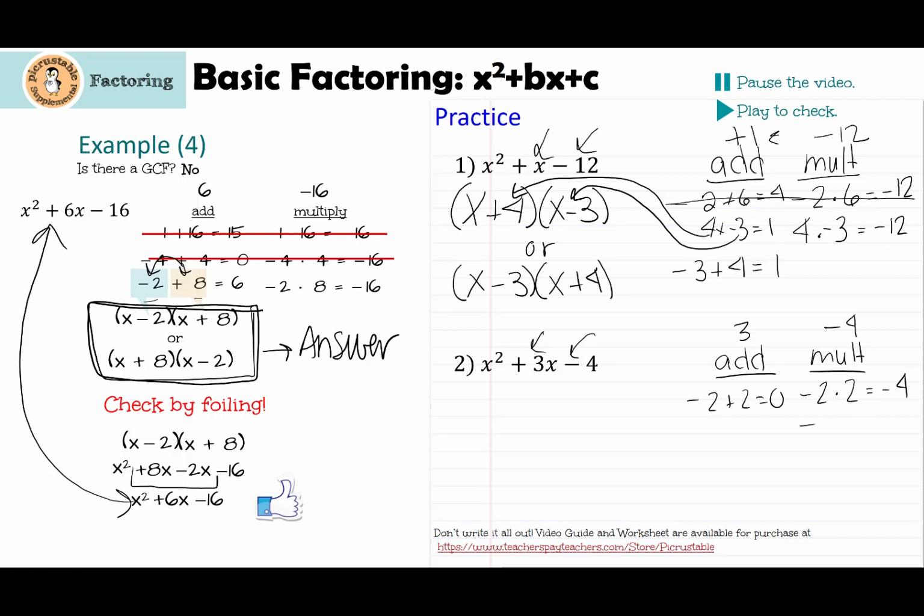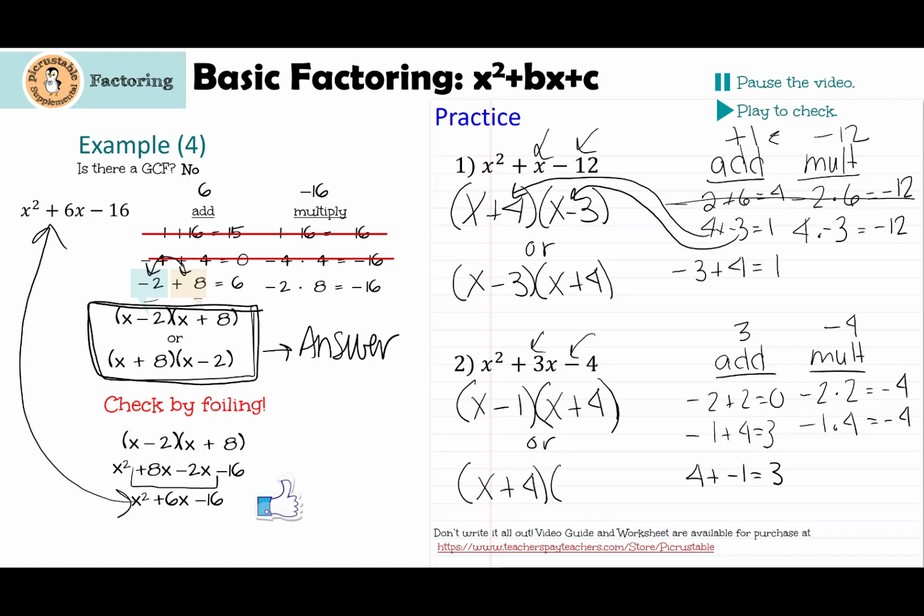What about negative 1 times 4? That's still negative 4. Negative 1 plus 4 is 3. Wow, we're good. So that will be our factored form: x minus 1 times x plus 4. You could have written it 4 plus negative 1 is 3. That also works, because remember, it doesn't matter which one comes first.